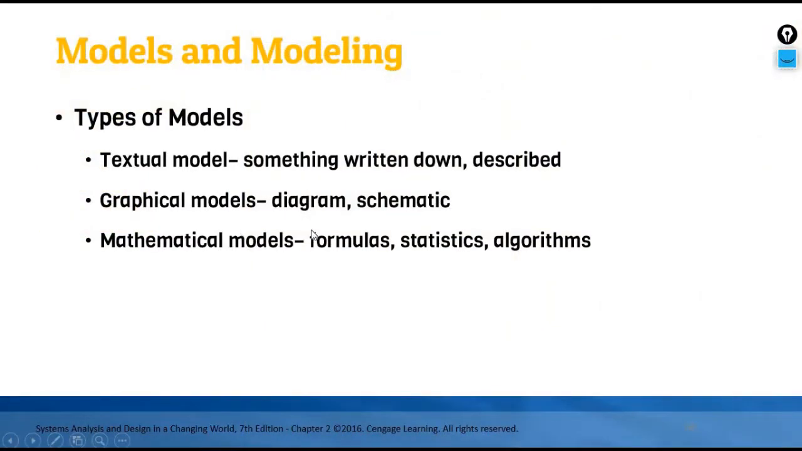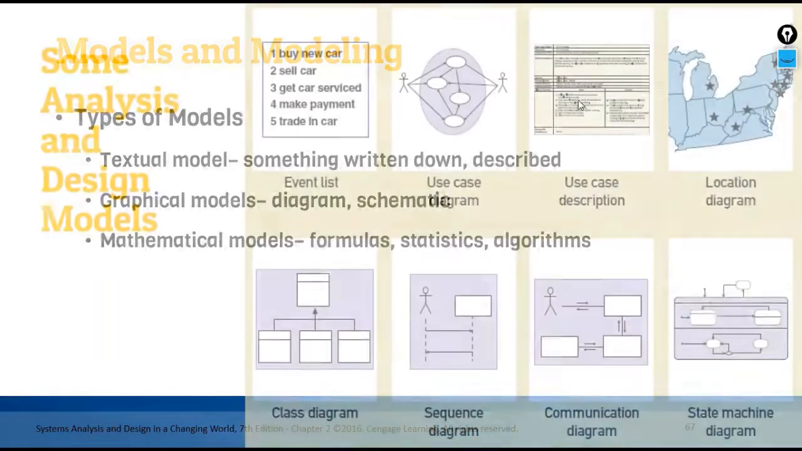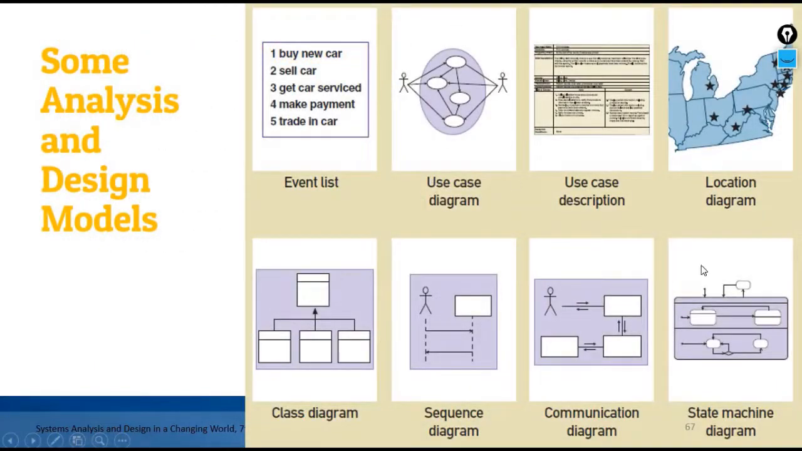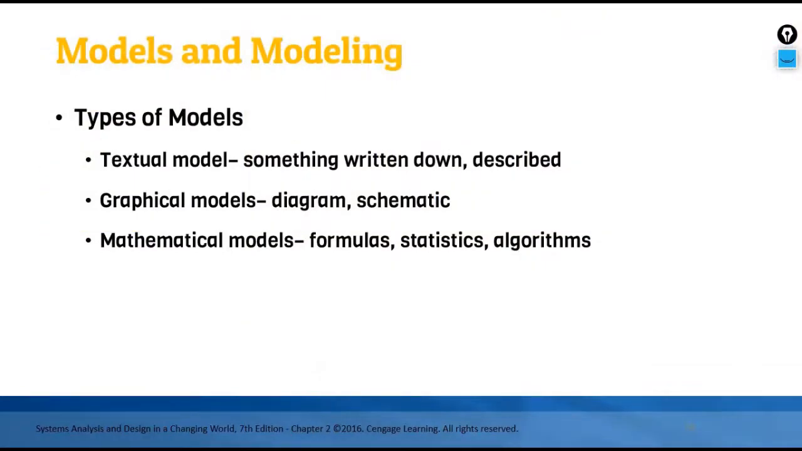The graphical models are system models that use pictures and other graphical elements to create a diagram, such as this use case location diagram. So these are all examples of graphical models. Graphical models make it easier to understand complex relationships that are difficult to follow when described as a list or narrative. Also, recall the old saying that a picture is worth 1,000 words.